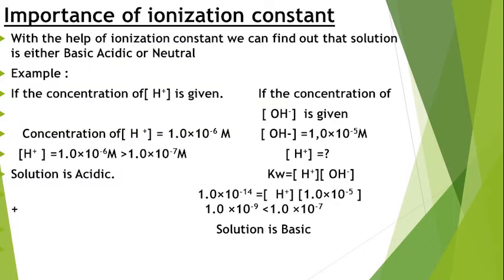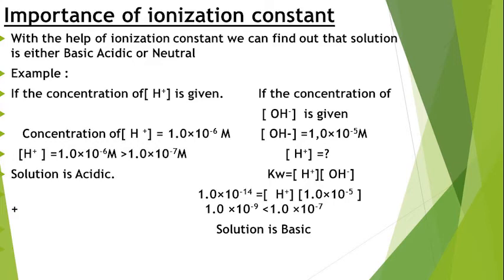Dear students, now we will see the importance of the ionization constant. Kw is temperature dependent. In any aqueous solution at 25 degrees centigrade, no matter what it contains, the product of H⁺ ion concentration and OH⁻ ion concentration is always equal to 1 × 10⁻¹⁴. This means that if the concentration of H⁺ ion increases, the OH⁻ ion must decrease, so that the product of the two is still 1.0 × 10⁻¹⁴.